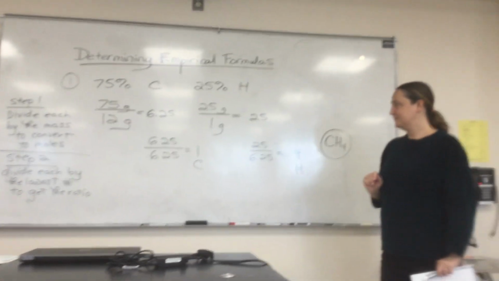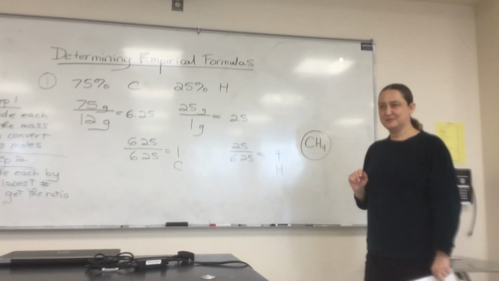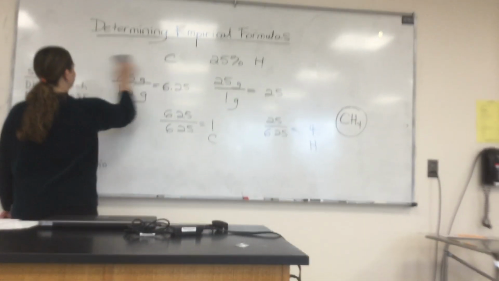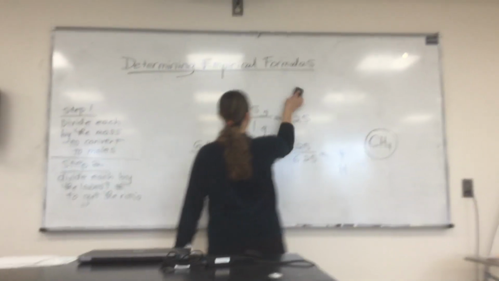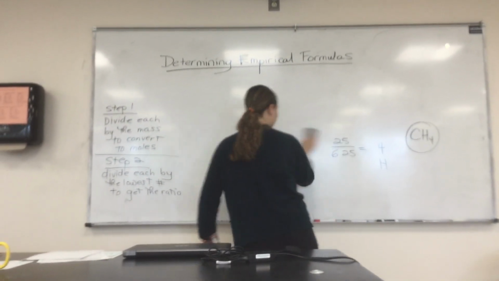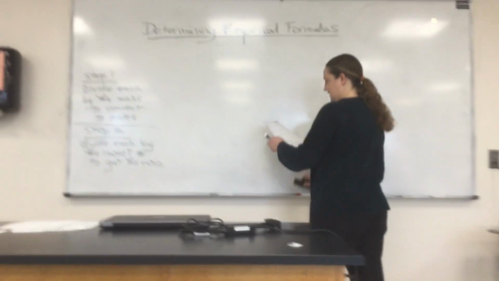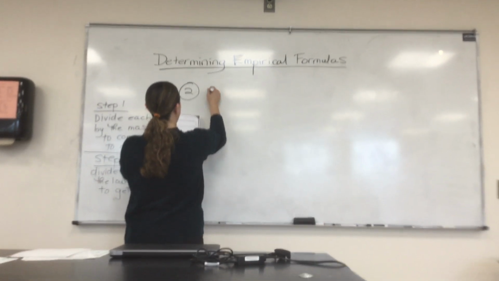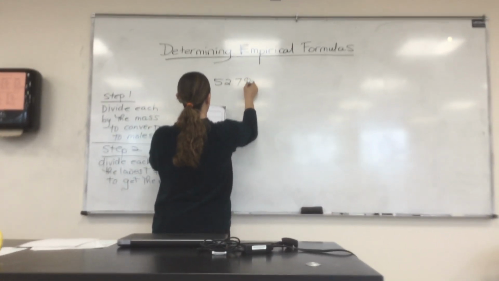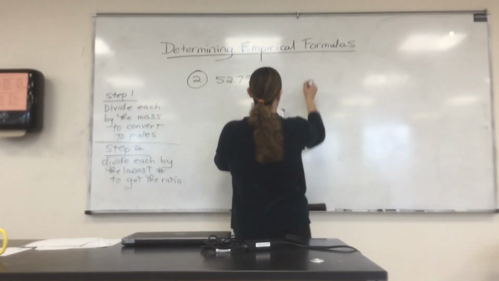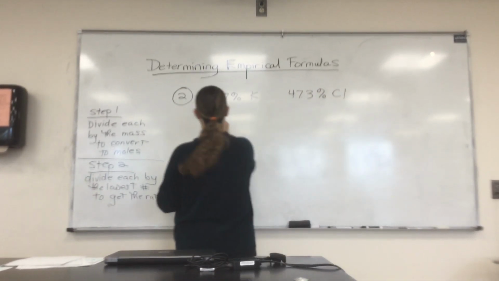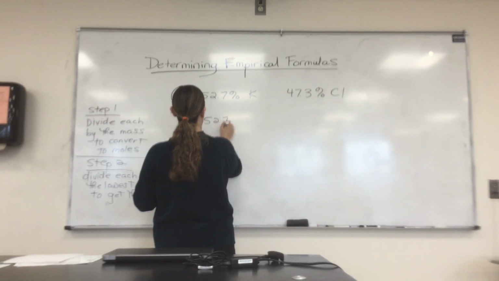Okay. All right, are you guys ready for problem number 2? Okay, problem number 2. Make sure your periodic table's ready. We have 52.7% potassium, 47.3% chlorine. Same thing, you assume you have 100 grams.